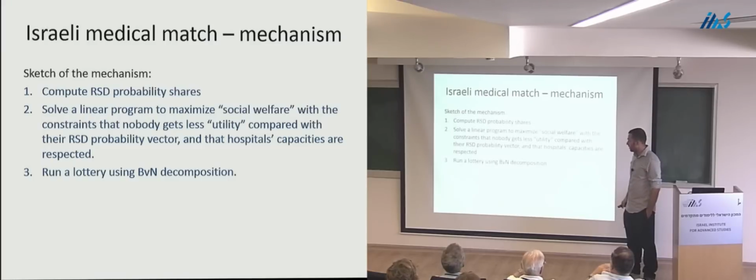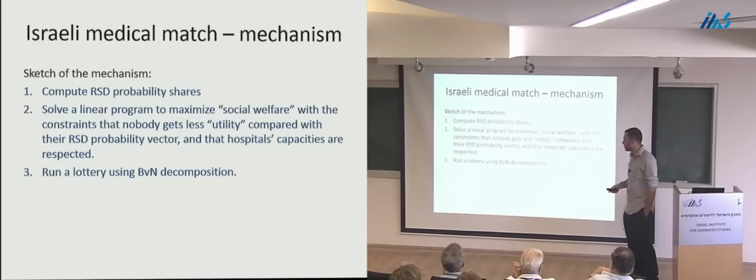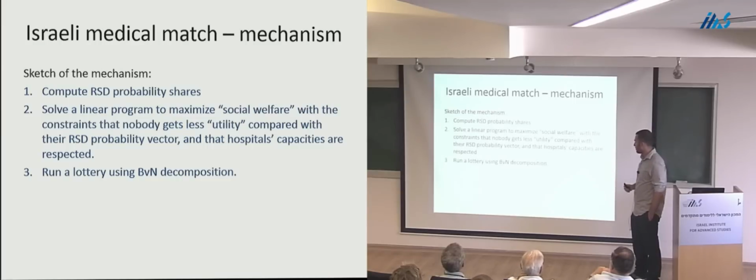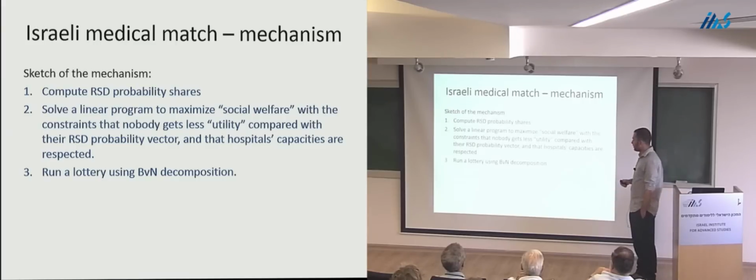So here is our mechanism. Compute the random serial dictatorship probability shares, because that's our baseline. We want to make everybody at least as happy as getting their random serial dictatorship shares. Solve a linear program to maximize social welfare. I'm going to define in a second what social welfare is, with constraints that nobody get less utility compared with their random serial dictatorship probability vector, and that hospital capacities are respected. And finally, we run the lottery using the Birkhoff-von Neumann decomposition again, okay? So it's very similar to the Hill and Zeckhauser process, only we solve it with a linear program.